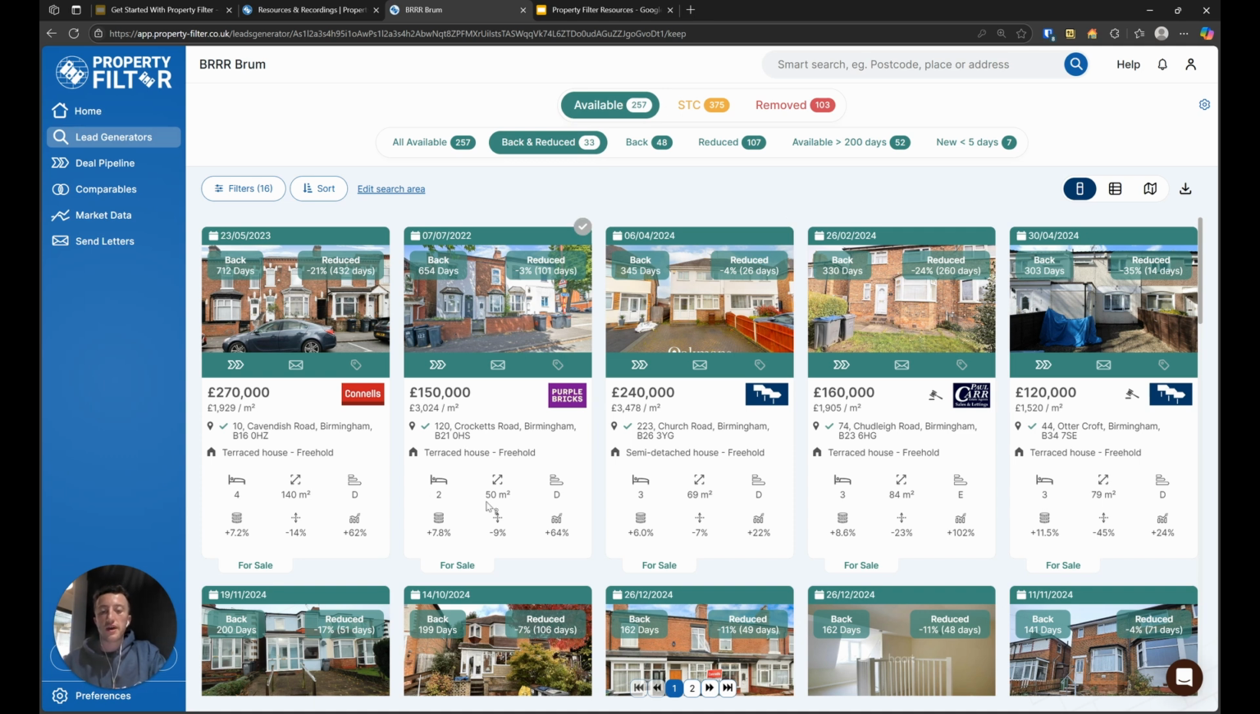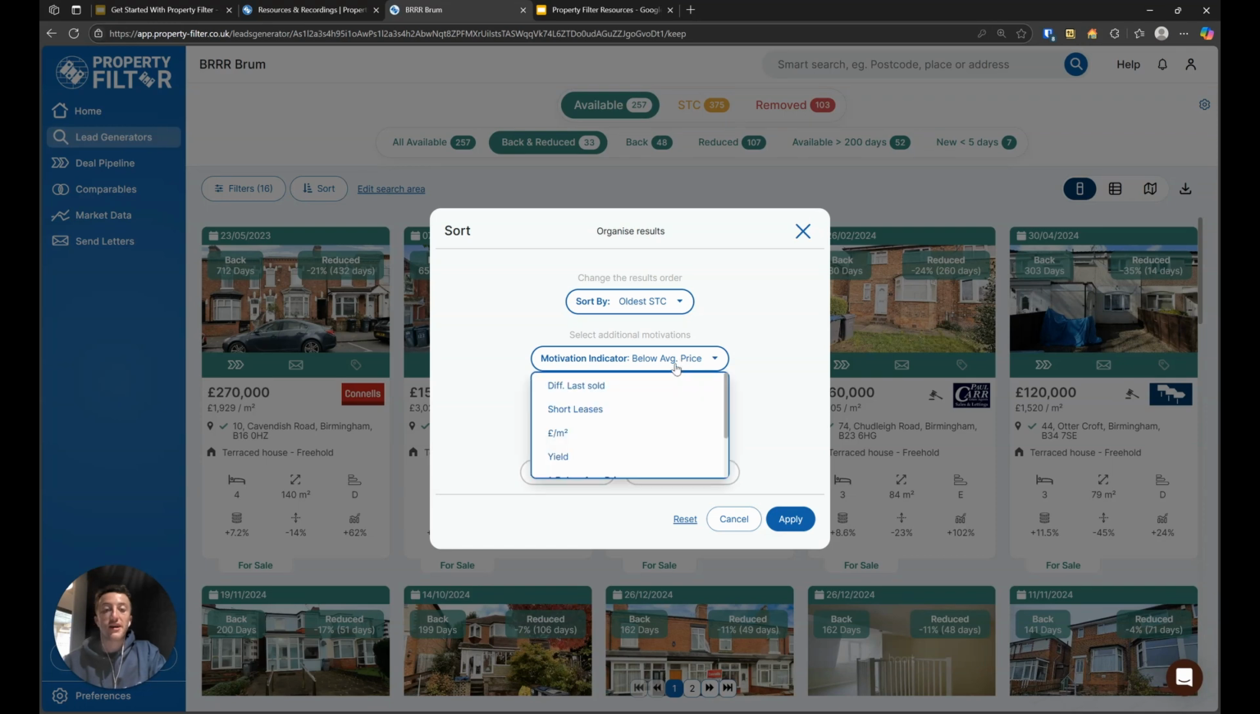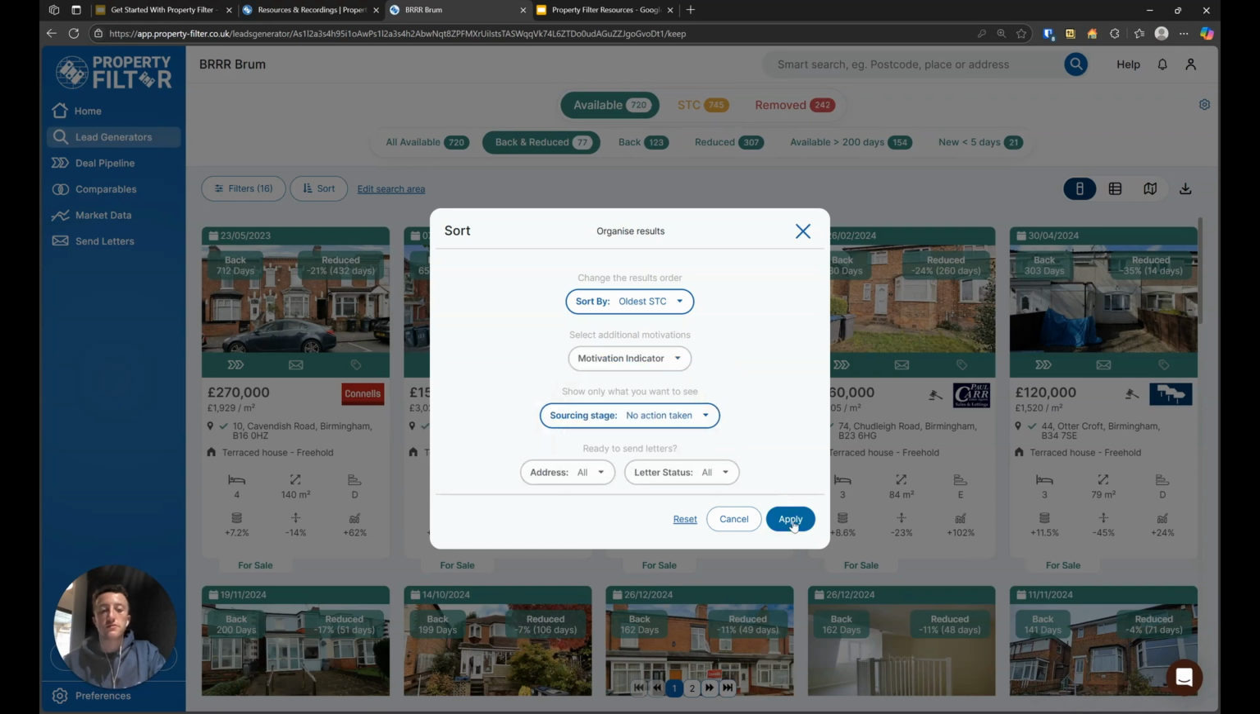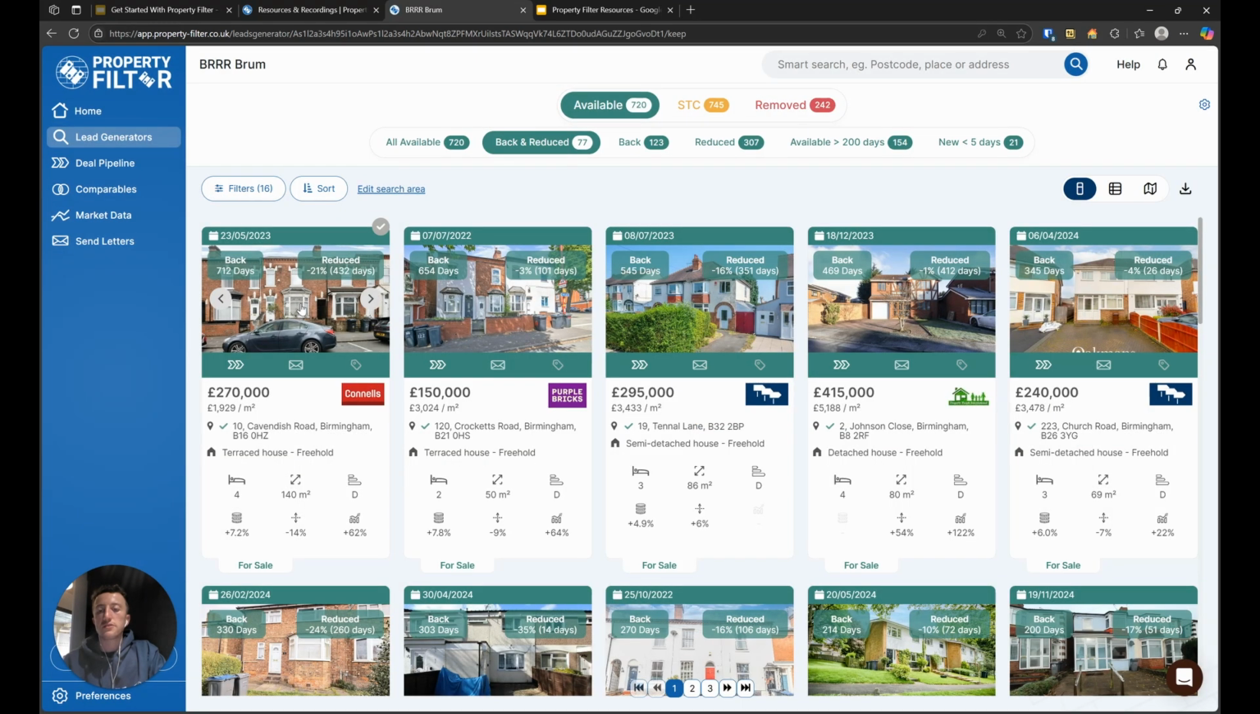And so what it's doing there is comparing the asking price with the average price of a property of that type in that postcode. We can see here this property is 14% below, 45% below, 23% below. I thought I'd show you that, and there's certainly other motivation indicators that you can take advantage of as well. So let's go into one of the properties and show you around.